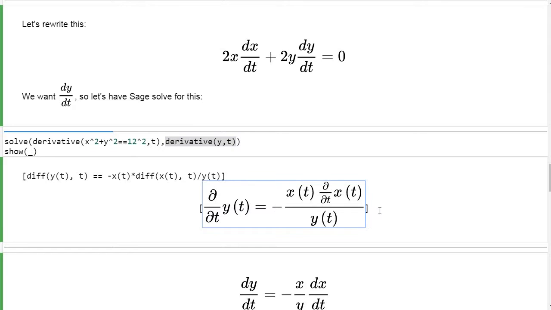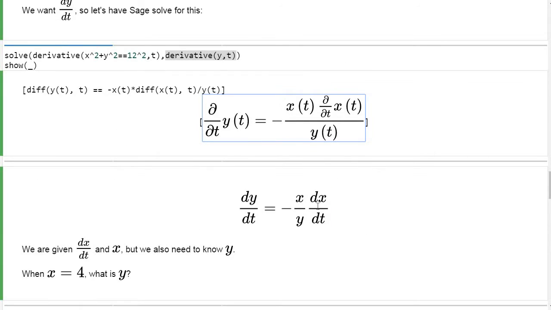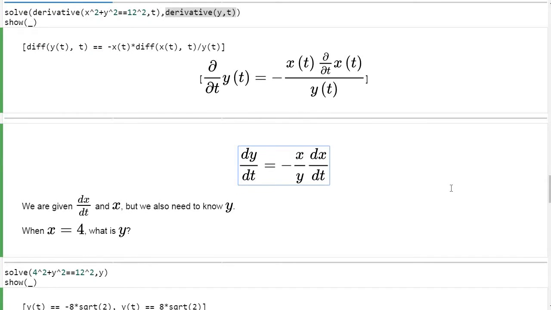And here's the answer. The derivative of y is negative x times the derivative of x divided by y. And remember, this is not x times t, that's x of t, a function. Or here's kind of more simplified how I'd write it. Derivative of y is negative x divided by y times the derivative of x.